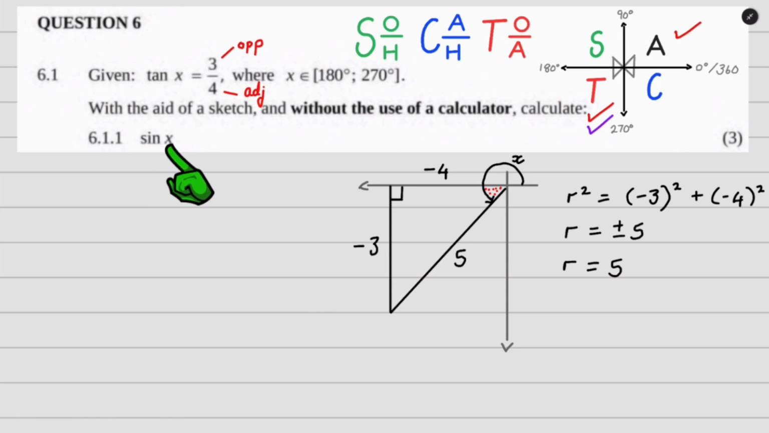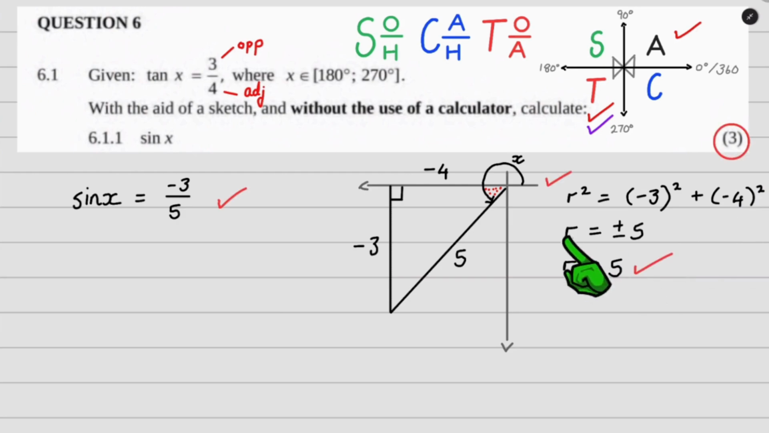So to get the value of sin x, I just use SOH with my sketch. So let's go ahead and do that. Okay, so the opposite is negative 3 and the hypotenuse is 5. So it's just negative 3 over 5, and then we've officially finished this question. So let's have a quick look at where these 3 marks are coming from. So we get 1 mark for our sketch, 1 mark for the correct value of the radius, and 1 mark for our answer for sin x.